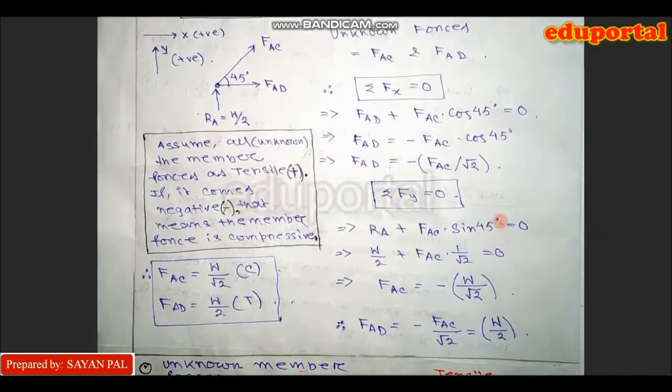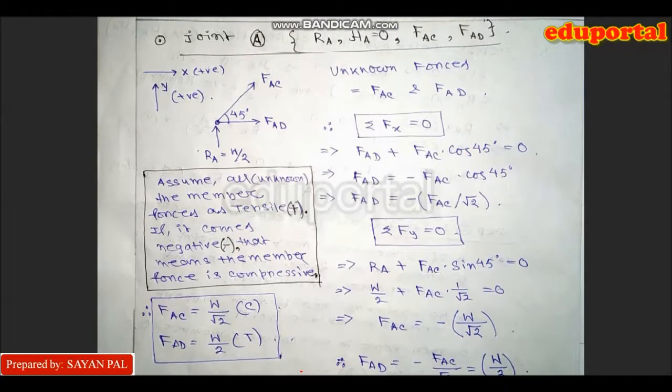Now at joint A, we have the unknown forces FAD and FAC. FAC has two components, one horizontal and one vertical. Summation Fx equal to 0, the summation of forces in the horizontal direction is 0. The forces are FAD and FAC cos 45 degrees, that is the horizontal component of FAC. So from here we get FAD equal to minus FAC by root 2.